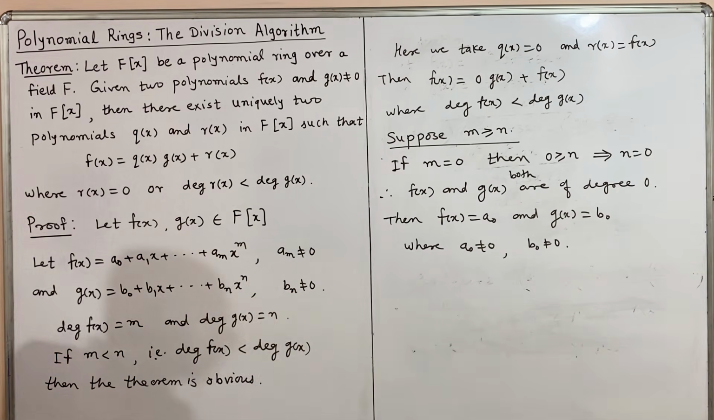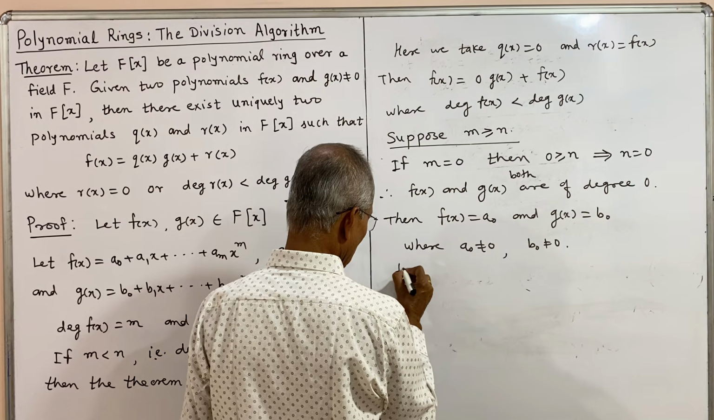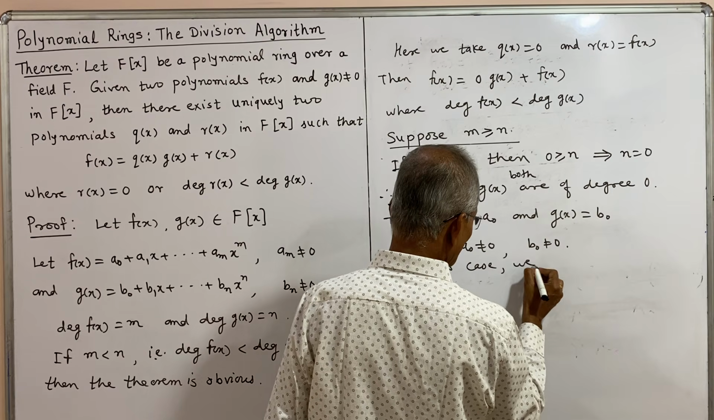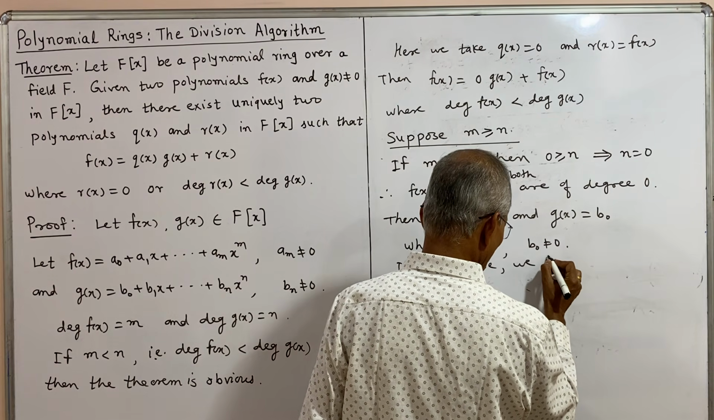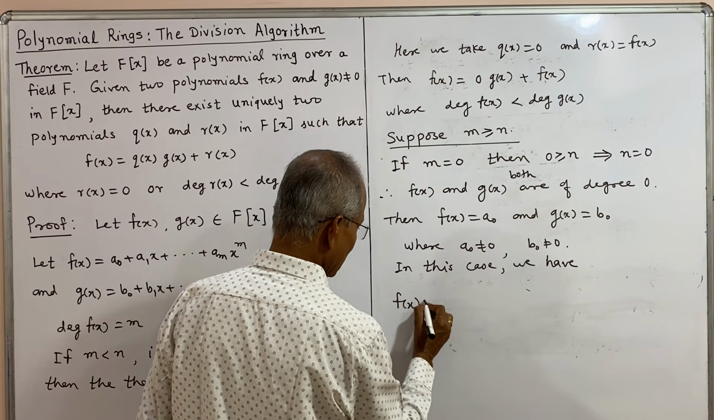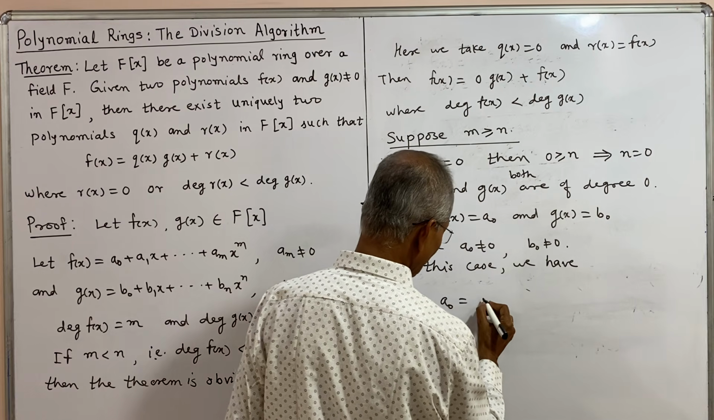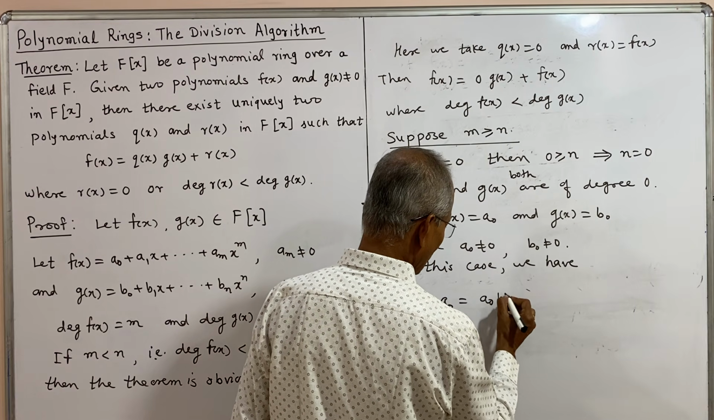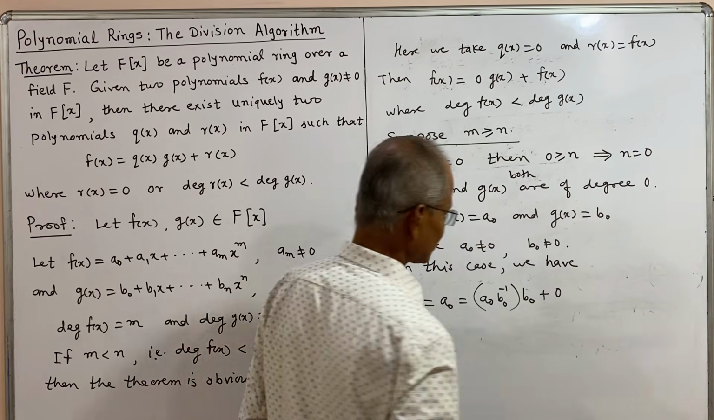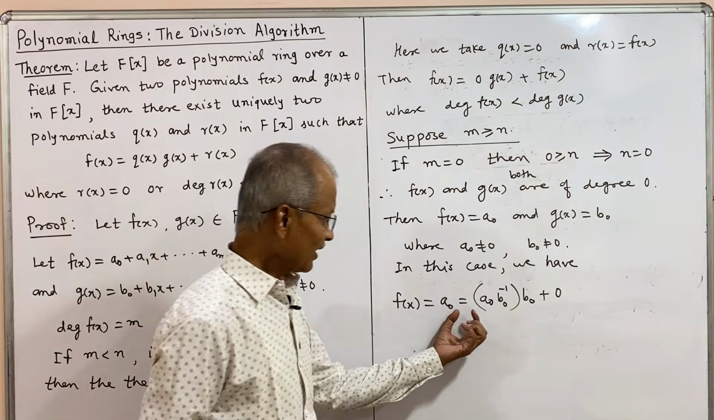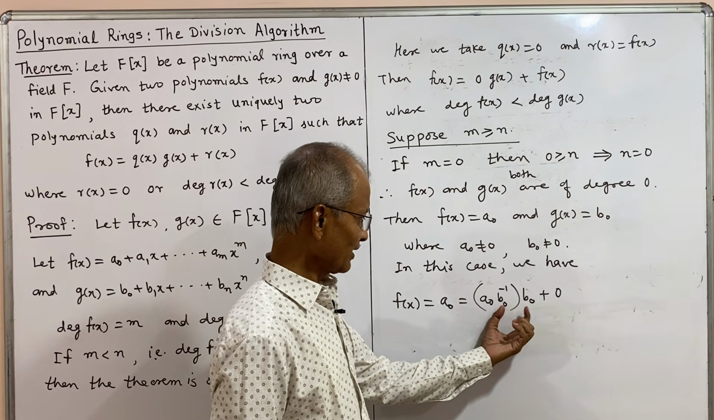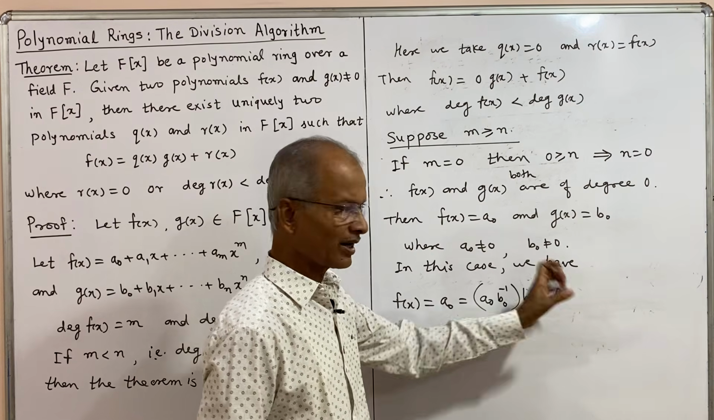Here what we can do is, in this case we have to verify the theorem. We can write, or we have, f(x) is equal to a naught, and this a naught can be written as a naught times b naught inverse into b naught plus 0. And you see, a naught is equal to a naught times b naught inverse into b naught. This is 1, and the whole term is a naught, and the remainder is 0.